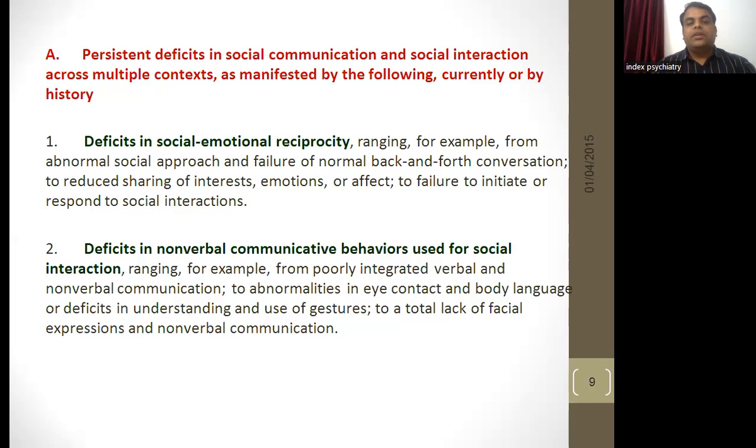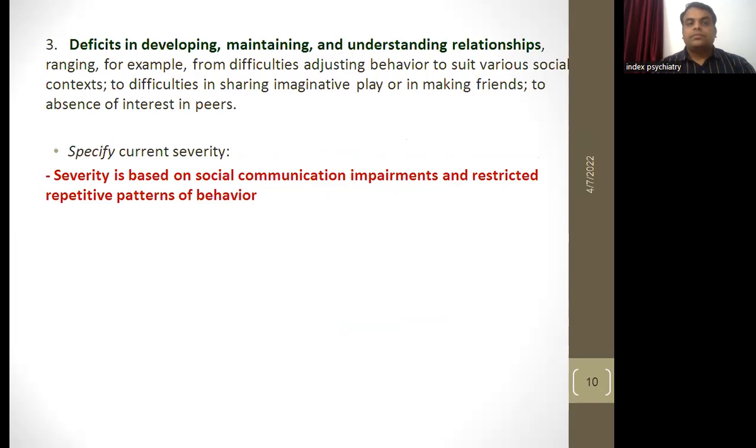Deficit in social emotional reciprocity ranges from abnormal social approach and failure of normal back and forth conversation. Deficit in non-verbal communicative behavior used for social interaction ranges, for example, from poorly integrated verbal and non-verbal communication to abnormalities in eye contact and body language. Third one is deficit in developing and maintaining relationships, ranging, for example, from difficulty adjusting behavior to suit various social contexts.